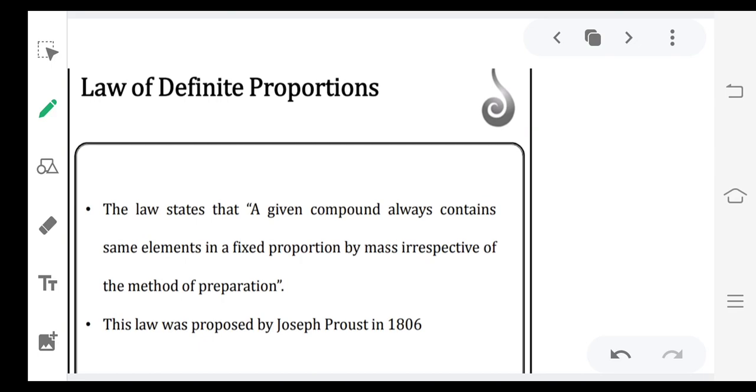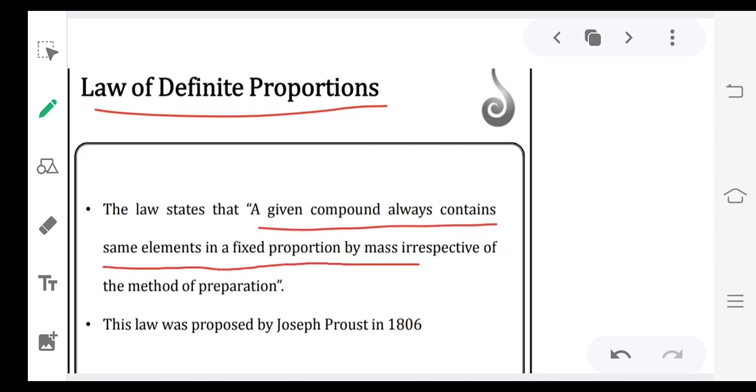Next law is the law of definite proportion. This law states that a given compound always contains the same elements in fixed proportion by mass, irrespective of the method of preparation. This law was proposed by Joseph Proust in 1806.